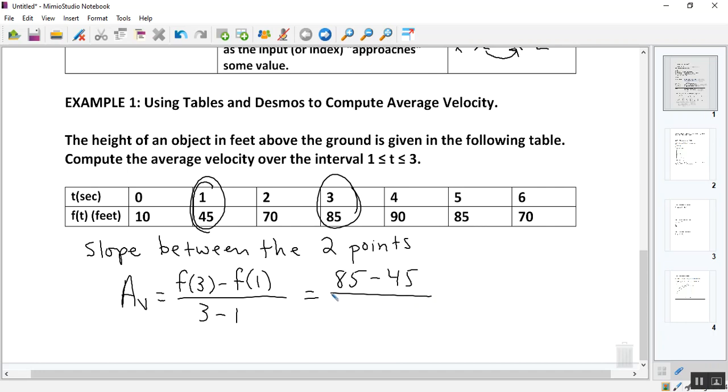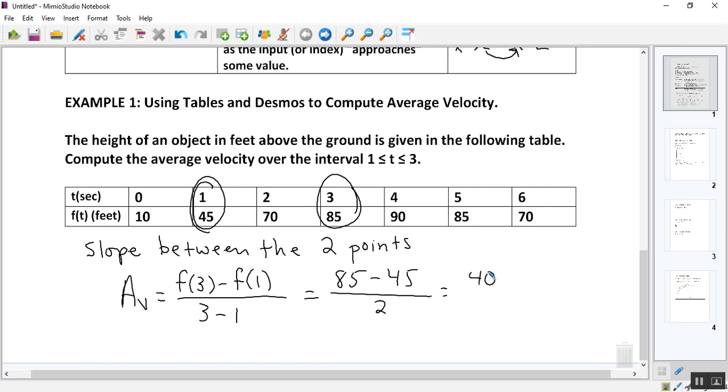And then how about on the bottom? Well, what is 85 minus 45 up top? Okay, let's talk about this. It simply says at time 1, the height was 45 feet. At time 3, it was 85 feet. So what's the displacement in feet? Well, from 45 to 85, 40 feet up, isn't it?